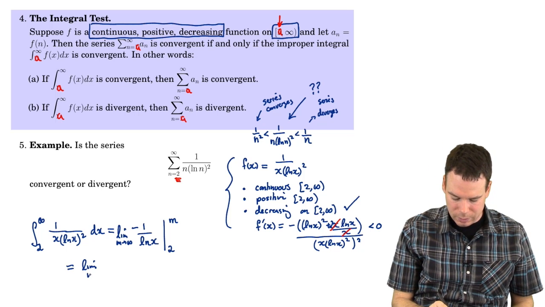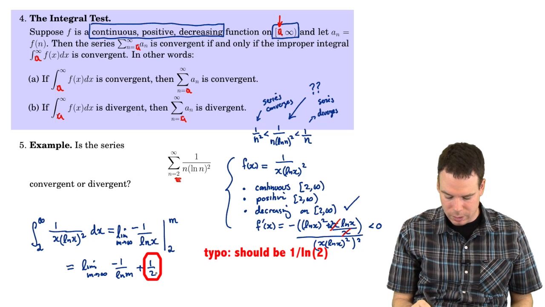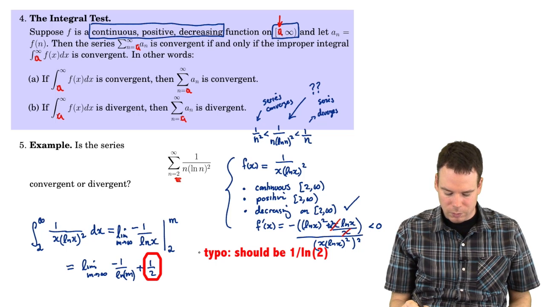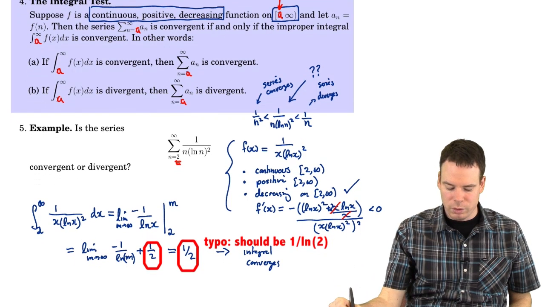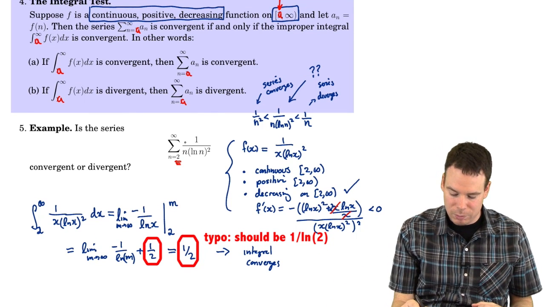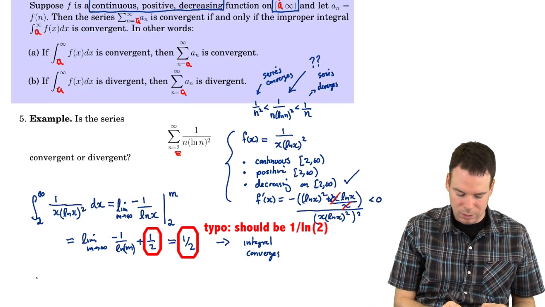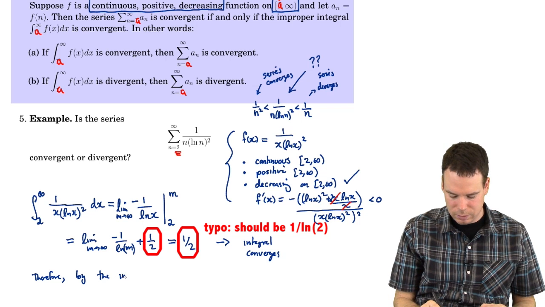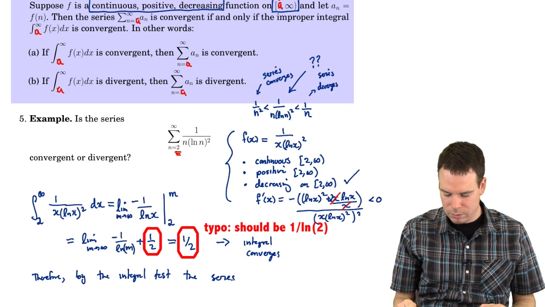Now this becomes the limit as m goes to infinity of negative 1 over ln of m plus 1/2. As m goes to infinity, 1 over ln of m goes to 0, so this goes to a value of 1/2. So what that means is that the integral converges. So the corresponding integral converges. That means that the terms do go to 0 fast enough, because we have that the integral converges, and therefore the series has to converge. So therefore, by the integral test, the series converges.